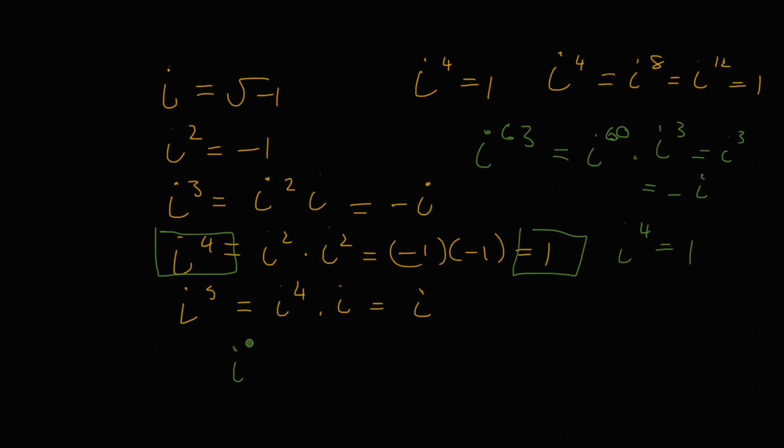For instance, i to the power of 1002. What you'll do is divide 1002 by 4, which gives 250 and the remainder would be 2. So the solution to this will actually just be i to the power of 2, because multiples of 4 would always be equal to 1, and this would be just minus 1. And this is how you can solve any power of an imaginary number.